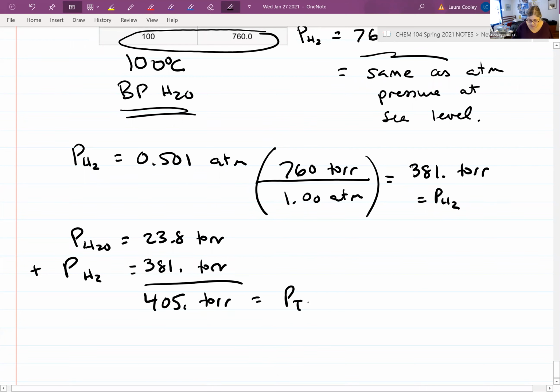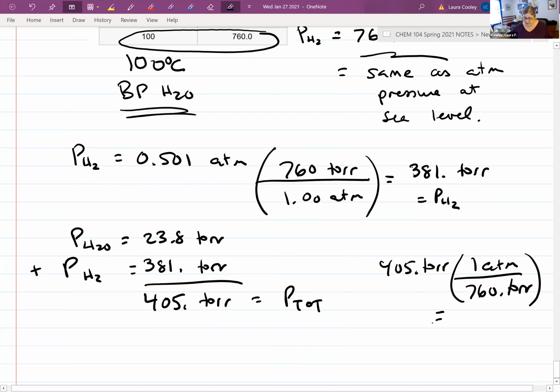And that is the total pressure. If I wanted to convert it to atmospheres, I could, but I don't have to do that unless it's asked. And that comes out to 405 over 760, or 0.533, which is the total pressure.